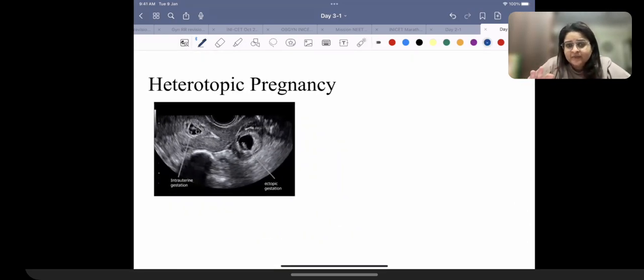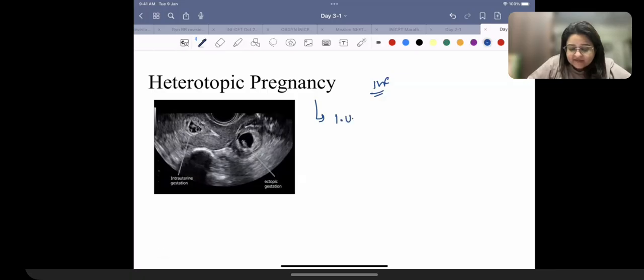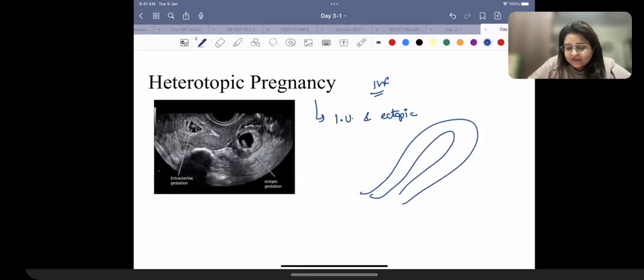What is heterotopic pregnancy? Heterotopic pregnancy is something which used to be very, very rare, but now it's seen more commonly. Why? Because of IVF. What happens in heterotopic? One pregnancy is intrauterine and one is an ectopic pregnancy. Now, what is important to understand is how will you manage a heterotopic pregnancy? So you have one pregnancy here and one pregnancy intrauterine.